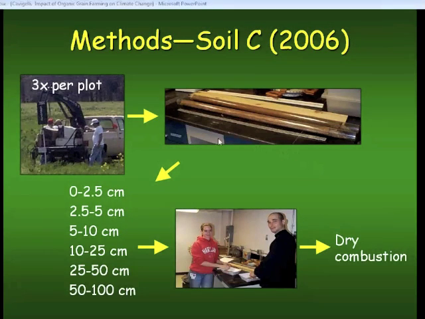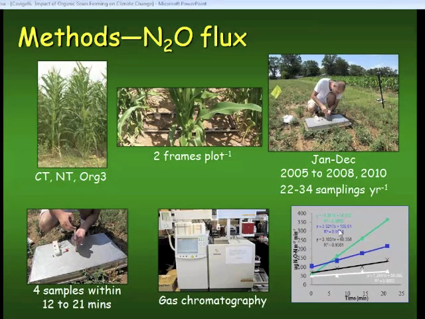Quickly for methods, if people are interested in this, to measure the amount of carbon, remember we're trying to measure global warming potential, which is the change in soil carbon plus nitrous oxide efflux plus energy use. So to measure soil carbon, what we did is we took three cores per plot down to 1 meter. This is what the cores look like inside a plastic tube. We then split those into different depth increments: 0 to 2.5 centimeters or 0 to 1 inch, 1 to 2 inches, 2 to 4 inches, 4 to 10 inches, 10 to about 20, and about 20 to about 40 inches, down to 1 meter. We analyzed those using dry combustion, which is a traditional way of doing that.